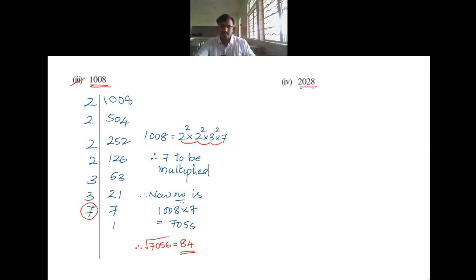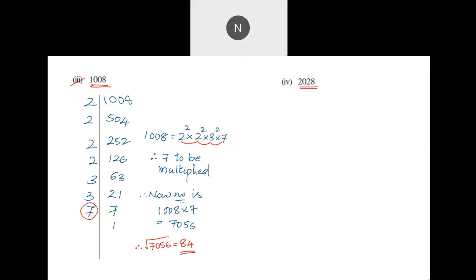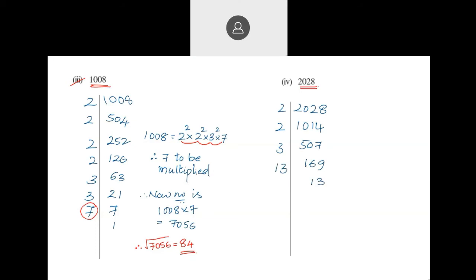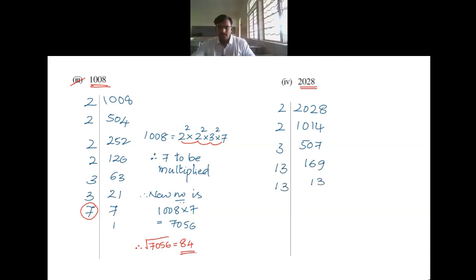Let's look at 2028. It is divisible by 2, so we get 1014. Then 2, 507 times, 3, 169 times, 13, 13 times, 13, 1 time. 3 is remaining. This odd 3 should be multiplied. If 3 is multiplied to 2028, we get 6084.